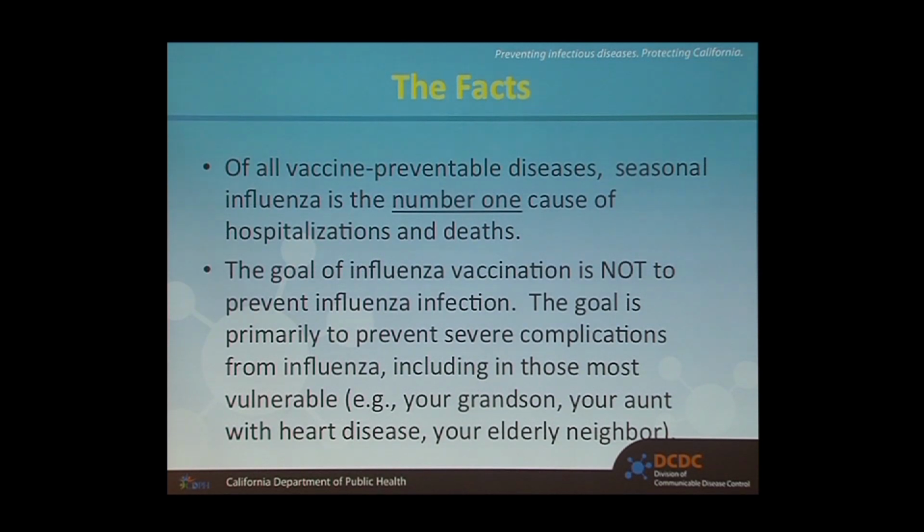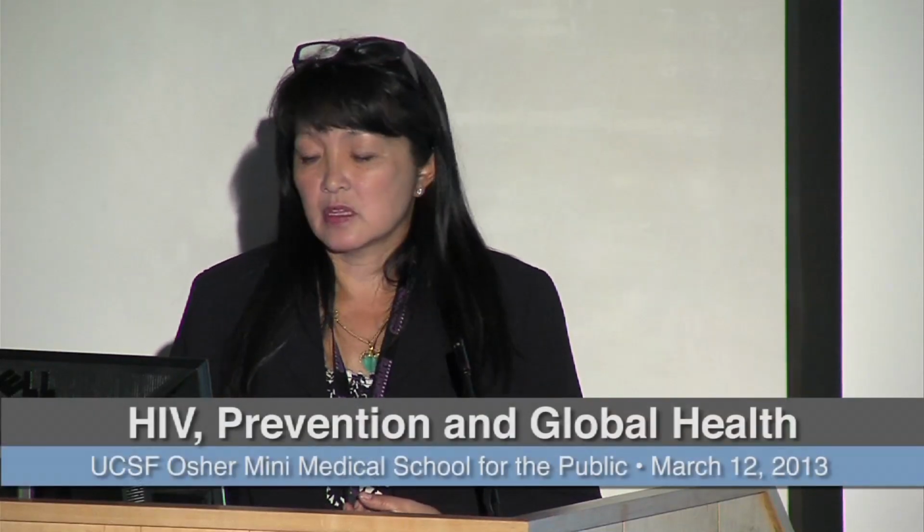The goal is to prevent severe complications from flu in either you who are vulnerable because you have a chronic disease or you're elderly, or your grandson or your aunt with heart disease, your neighbor, the person on the bus next to you. So this is really kind of a public health effort as well as an individual effort. And we need to shift our way of thinking about influenza vaccine. And public health is working on it, but I think we have to demystify a lot of these myths that pop up about it's not effective and it's too expensive. I think we have to do better.